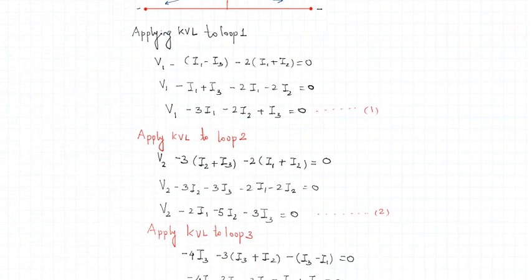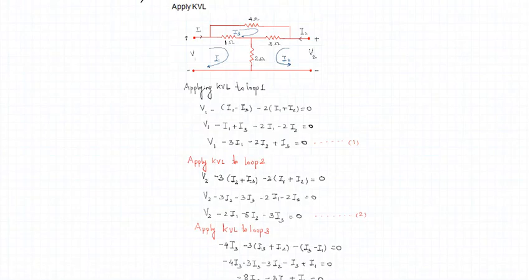Simplifying it, we observe that the equation which we get is relating V2 to all the three loop currents. So the first equation related V1 to all the current elements, and the second equation is relating V2 to all the current elements of the circuit. Now we have one more loop to analyze, that is loop 3.